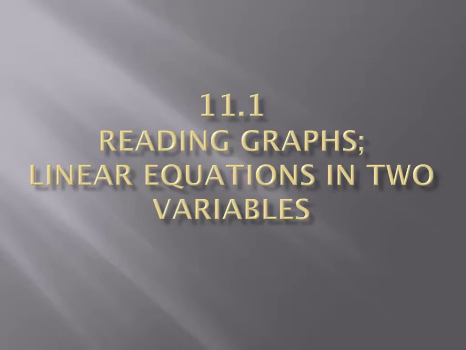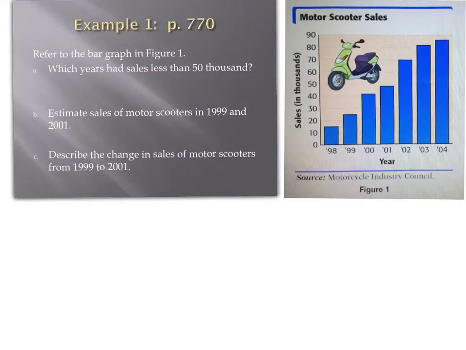In 11.1, we're looking at reading graphs and linear equations in two variables. Example 1 on page 770 states, refer to the bar graph in figure 1. So here's a picture of the bar graph that's in your books. Which years had sales less than 50,000?